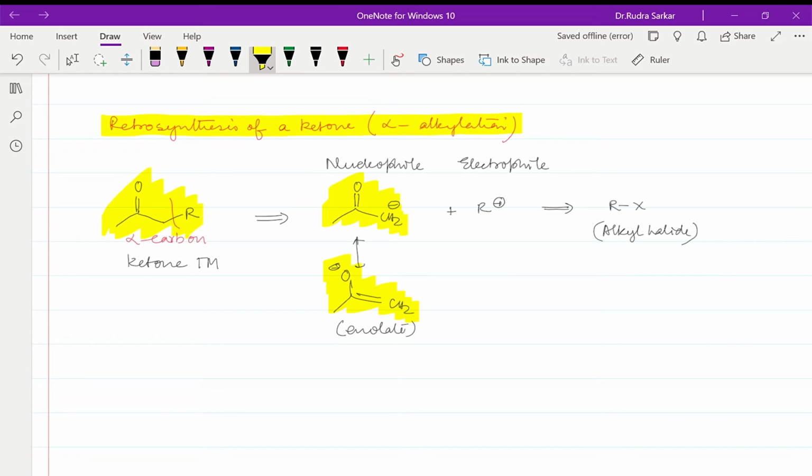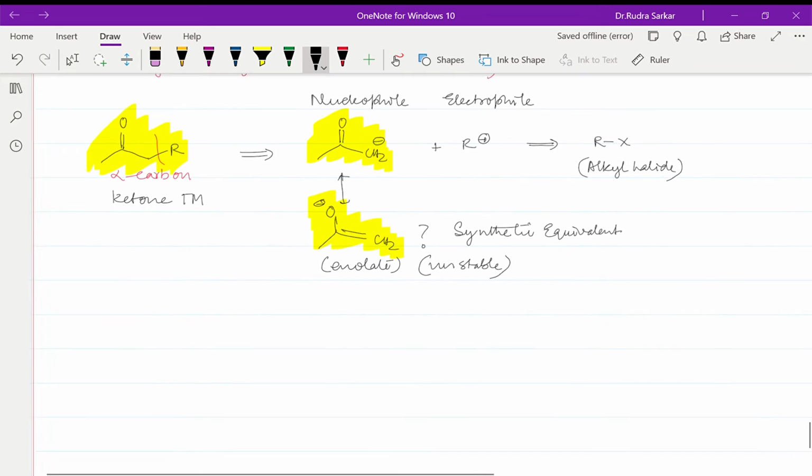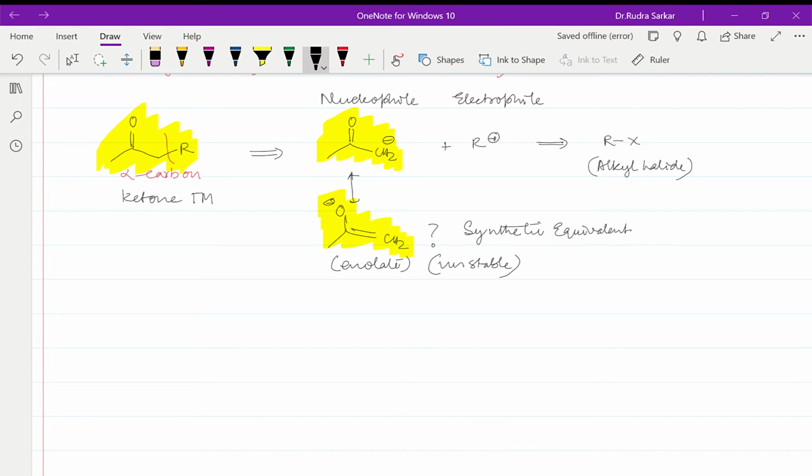Now the question is, do we use this enolate as our synthetic equivalent, or do we consider something else? Now remember, this particular enolate is very unstable. So we will rather think of generating a stable enolate.